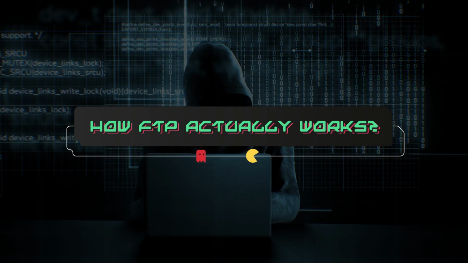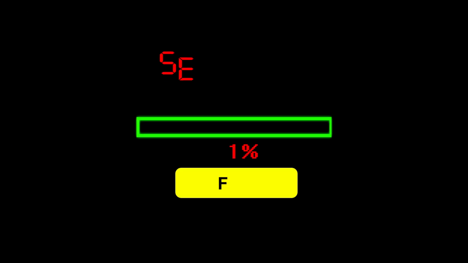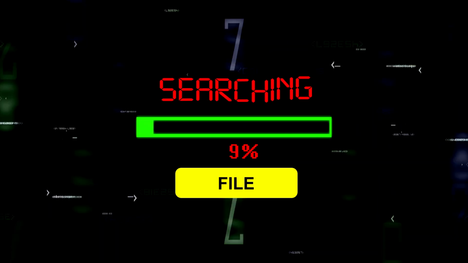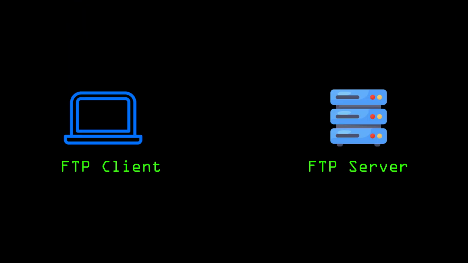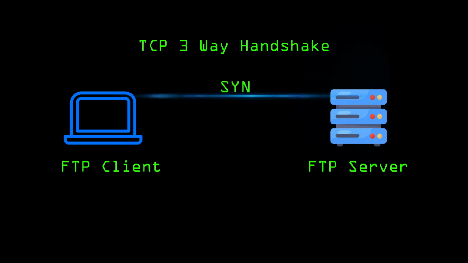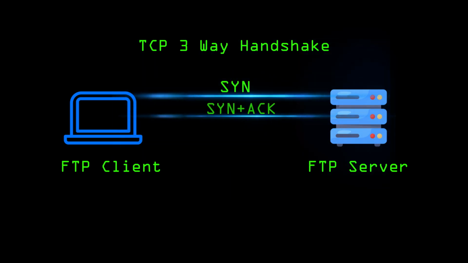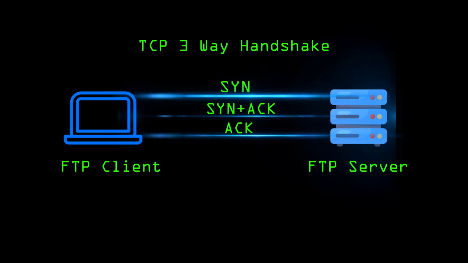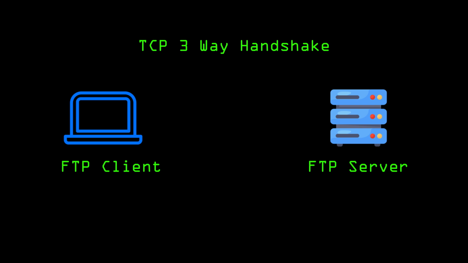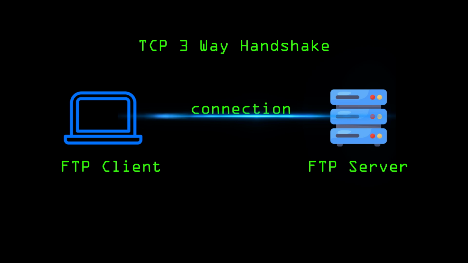Now that we have a basic understanding of what FTP is, let's look at how FTP actually works behind the scenes. FTP uses the TCP protocol for communication. That means, before any files are transferred, the client and the server first need to establish a reliable connection using something called the TCP three-way handshake. The process starts when the client sends a SYN packet, the server responds with a SYN-ACK packet, and finally, the client sends back an acknowledgement. Once this handshake is completed, a stable connection is established between the client and the FTP server.